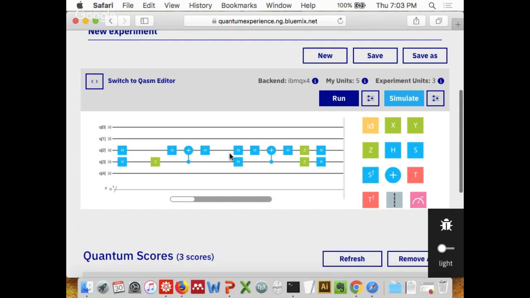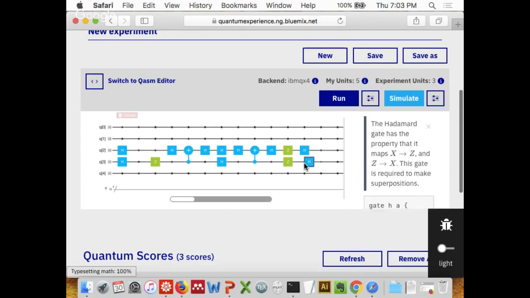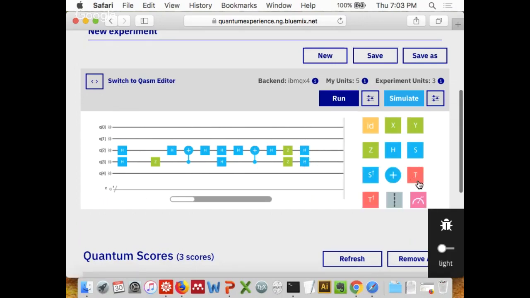Actually, I'll slide this over so that we can keep using what's left. And that's it. All that's left to do is measure. And so we have to tell the computer what we want to measure. So we're going to use the measurement logos down here.